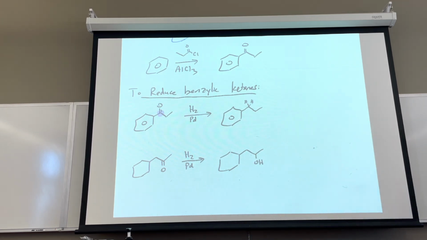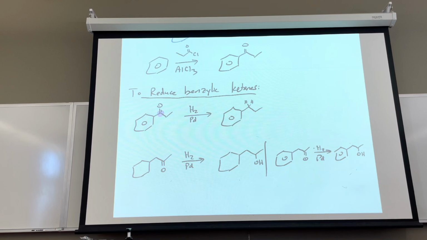Okay. So if we had, let's just draw that up. So if we had that, catalytic hydrogenation of that would give us the alcohol, because that is not a benzylic ketone. It is only a benzylic ketone if it is adjacent to the benzene ring.